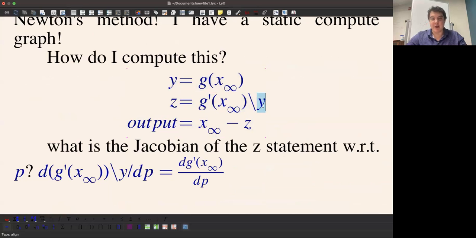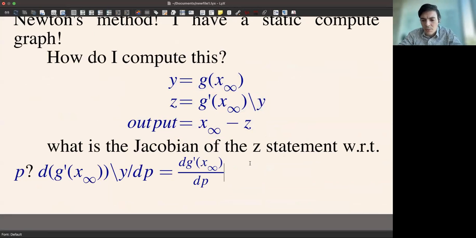And we had another question of like, how would you know x infinity? So here we're talking about how to compute the gradient. We did already the forward pass. So we solved for x infinity, and y is some value that is on the computer.